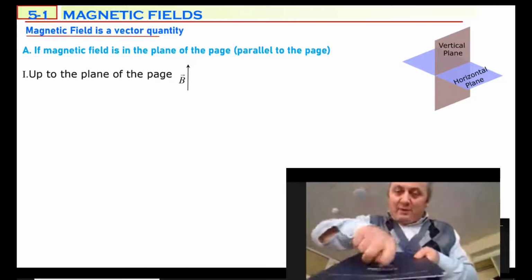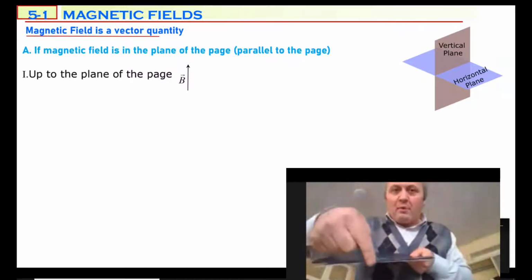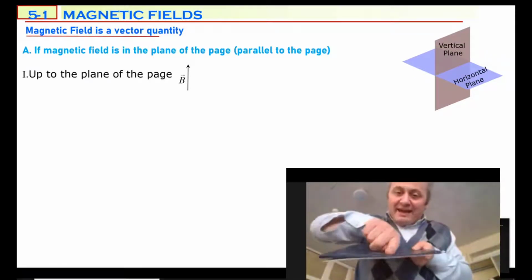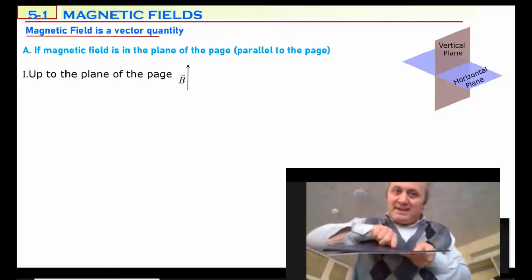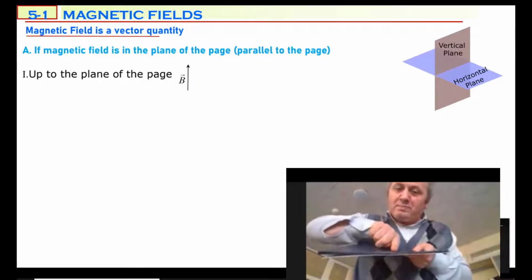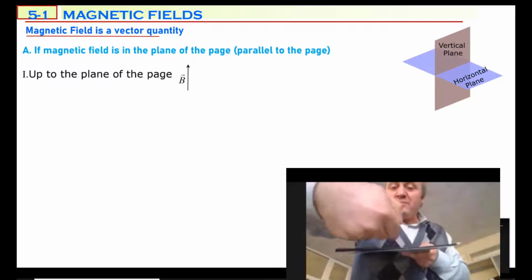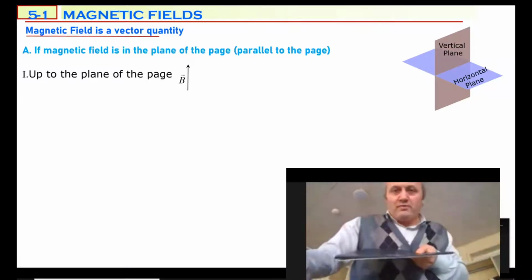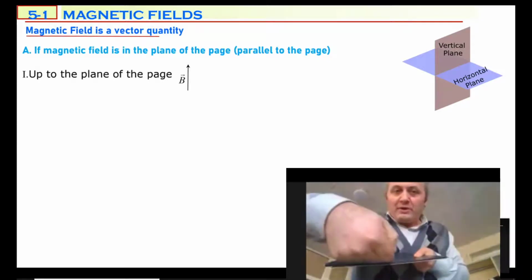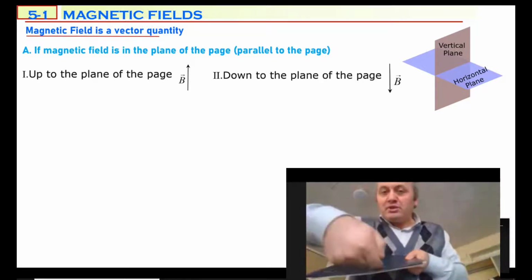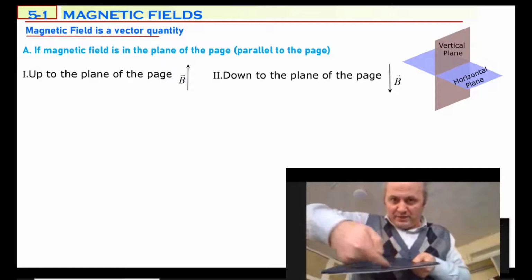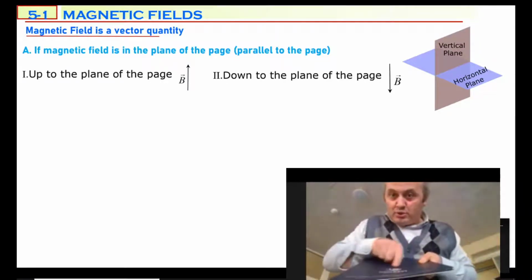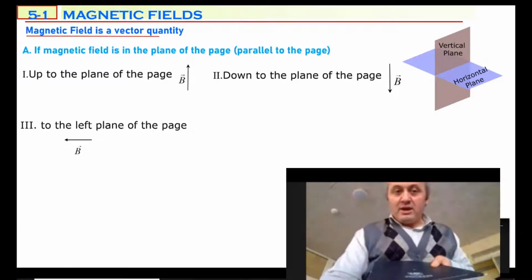Okay, this is the top. Assume that this is the top of my file. So if the magnetic field lines are like this, we say that the magnetic field is up in the plane of the page. But if the magnetic field is to the bottom of your book or notebook, we say it is down in the plane of the page.